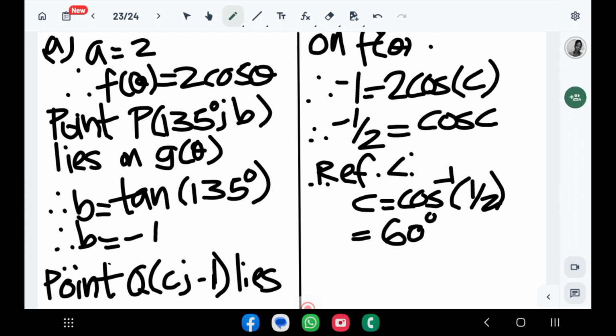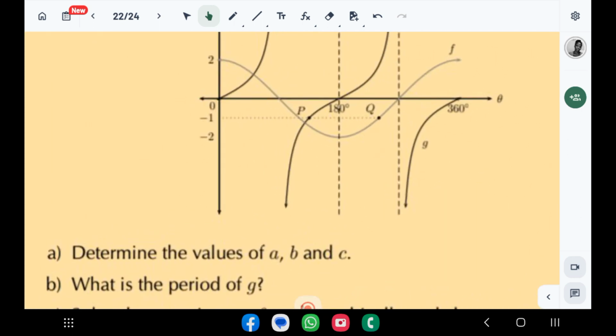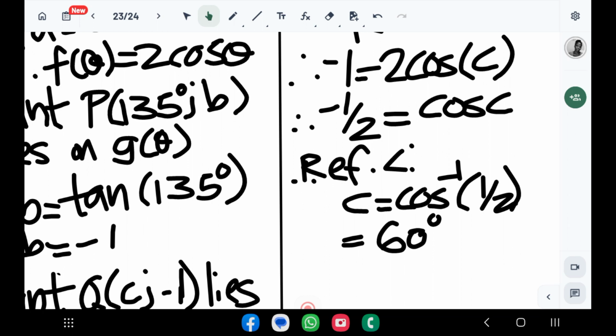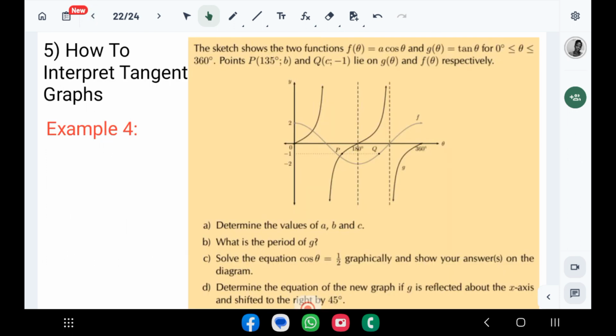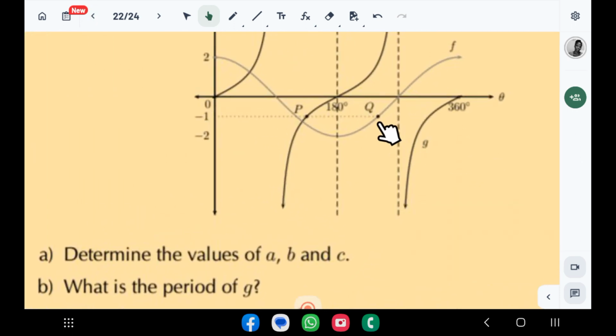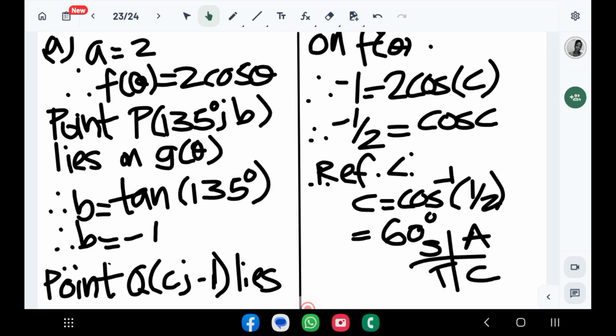Okay, why is the reference angle important? Notice that your cos is negative at this point. Where is cos negative? According to the cos diagram, our cos is negative on the second and third quadrant. But this point is in the third quadrant because it's over 180 degrees. And how do we represent angles in the third quadrant?